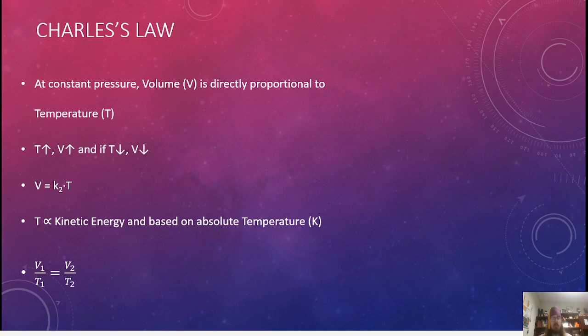So we can write a direct relationship of V equals a constant times T. And we can write a relationship where V1 over T1 equals V2 over T2. Basically, the volume temperature relationship in one situation must equal the volume temperature relationship of a second situation. Please note, when we talk about temperature, we are talking about temperature in Kelvin.